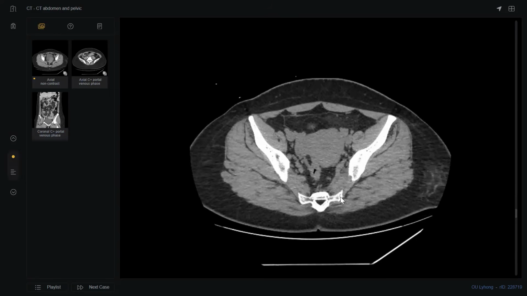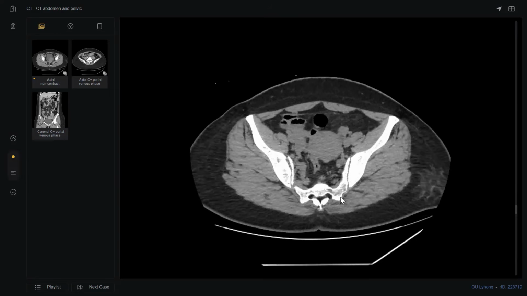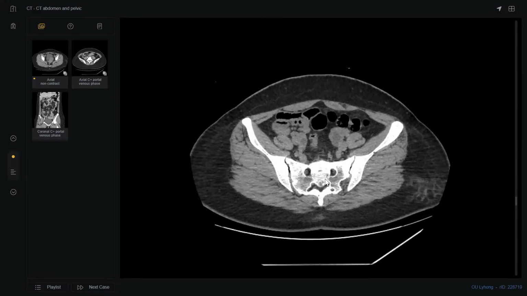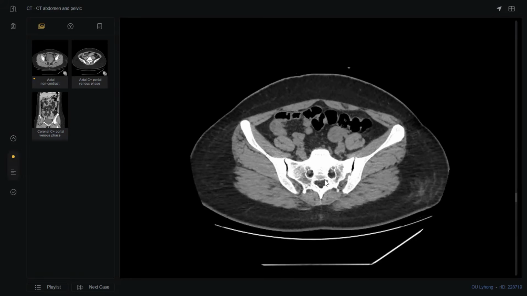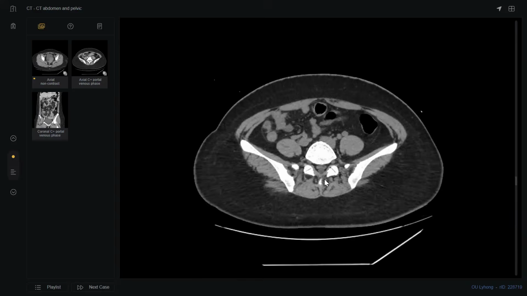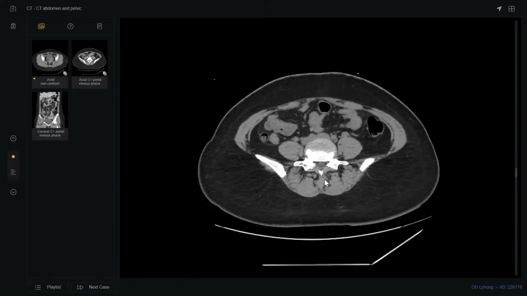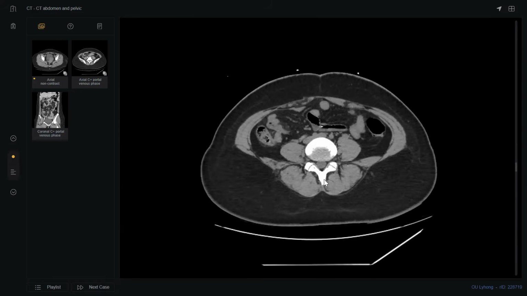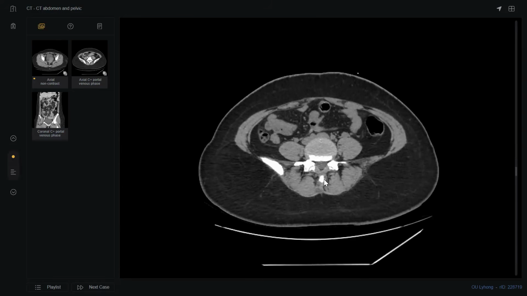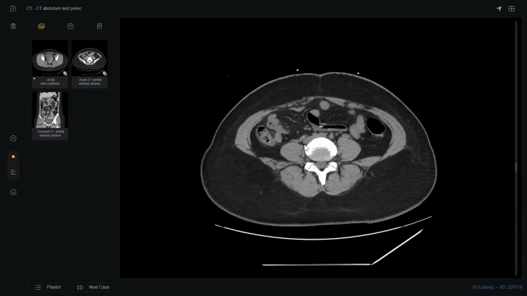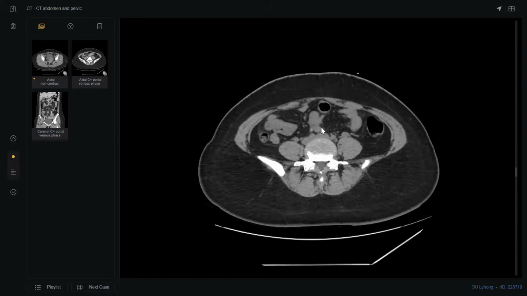Okay, sir. So in the right iliac fossa, I will be concerned if there is any adnexal pathology, which I don't see. And other than that, sir, I am unable to identify any significant pathology other than the fact that the appendix goes up till here.